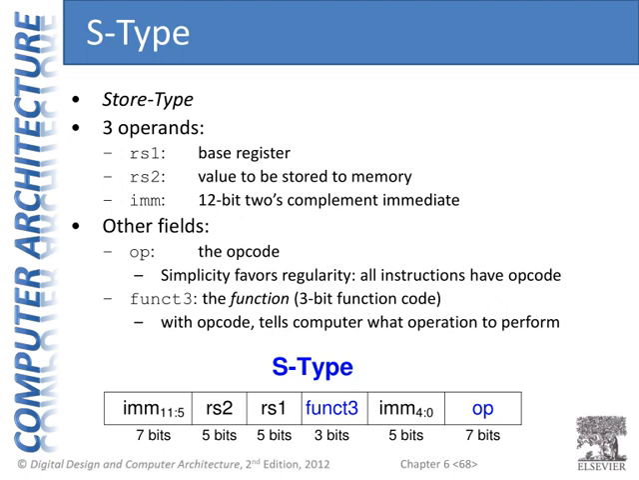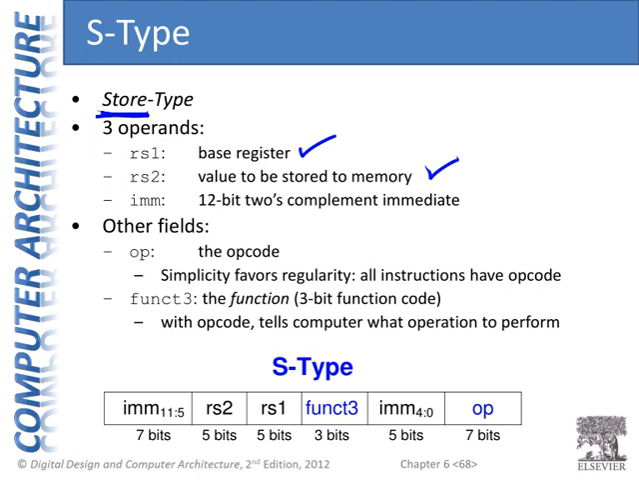So the third type is the S-type instruction. And so the S-type instruction, well, there are two that are very similar, the S-type and the B-type. We'll talk about both those. S-type stands for store type, so this is for store instructions, and has two register operands. RS1, again, just like load word, is the base register, but RS2 is the value to be stored to memory.